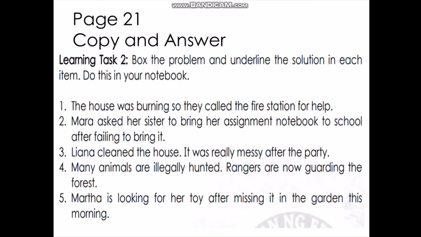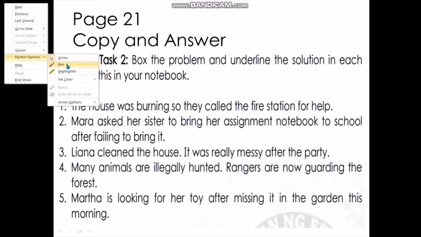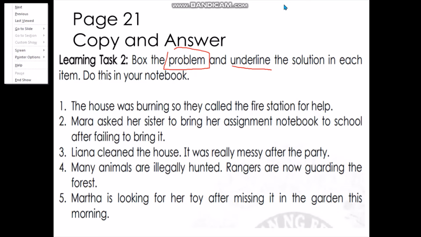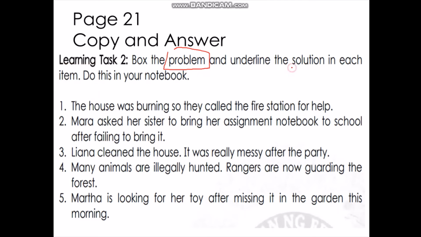So, what are you going to do? You need to box the problem and underline the solution in each item. You need to do this on your paper. If you don't have your paper, use your notebook. Again, box the problem, underline the solution. Okay? You need to identify what is the problem and what is the solution. Again, box the problem and then underline the solution. Box the problem, underline the solution.